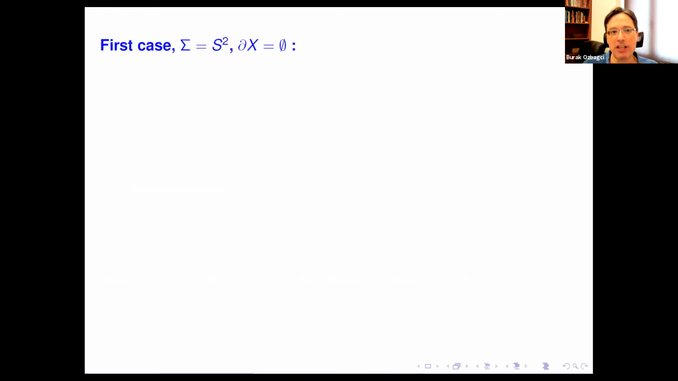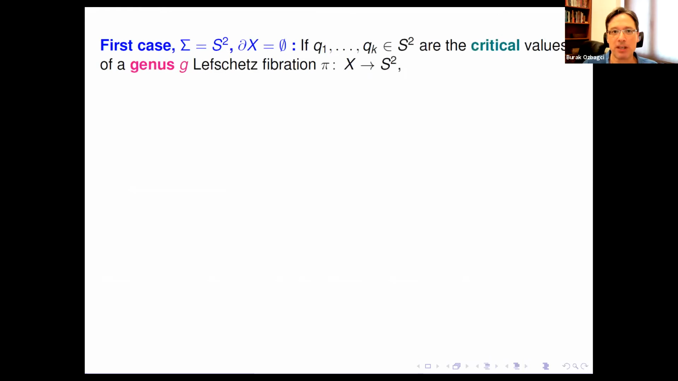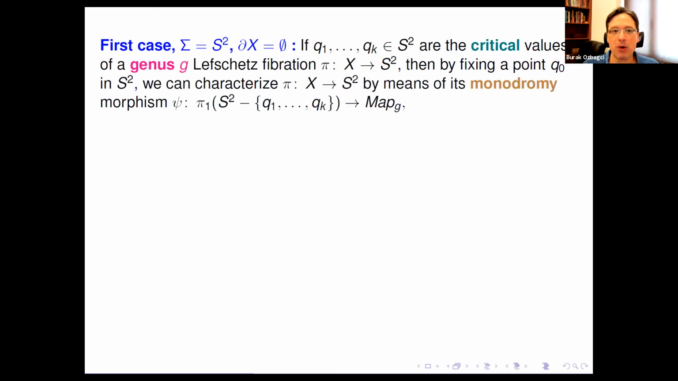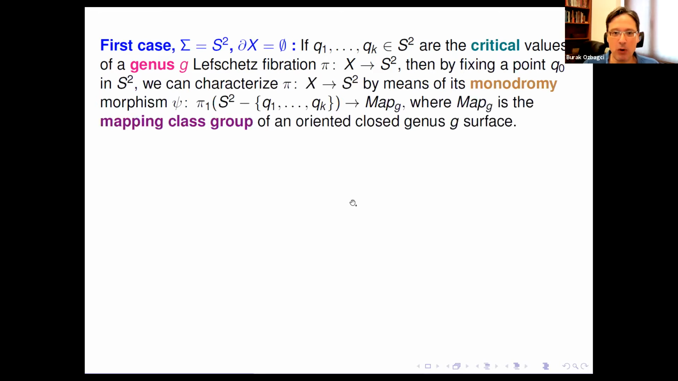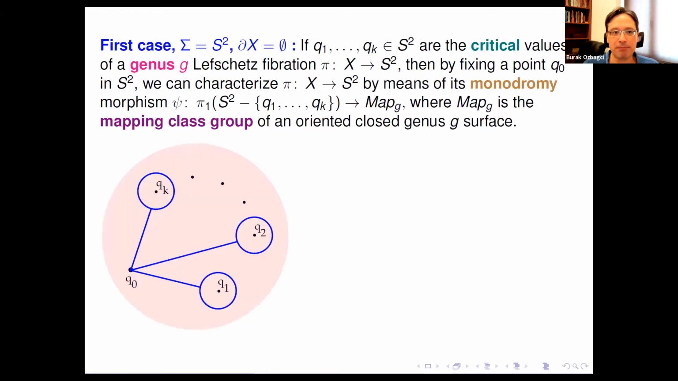First case, when sigma is S2 and the boundary is empty, if Q1 up to Qk in the sphere are the critical values of a genus G Lefschetz fibration, where genus G means that the fiber is of genus G, then by fixing a point Q0 in the base S2, we can characterize the fibration by means of its monodromy morphism psi, which goes from pi1 of S2 minus the critical values to Map G, where Map G is the mapping class group of an oriented closed genus G surface.